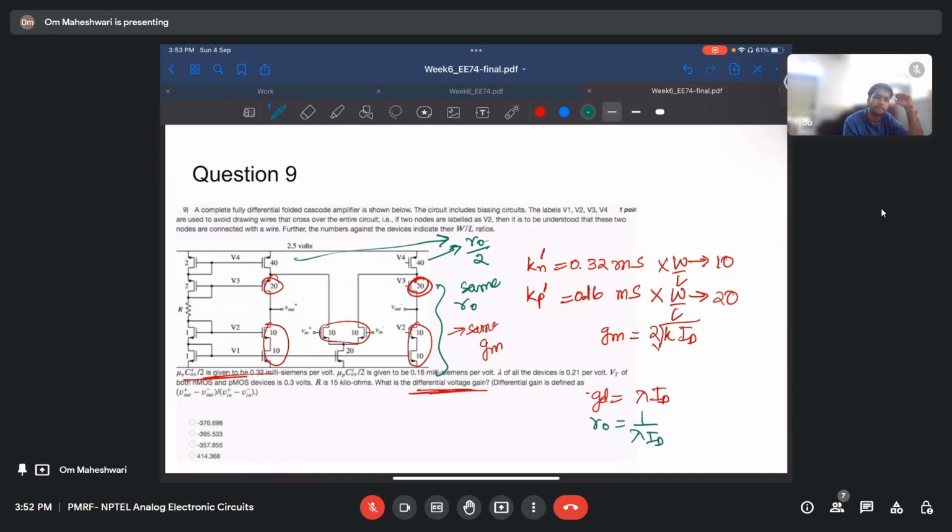Sir, no, sir. Not clear? Not clear, sir. Okay, okay. Which part can you please tell? That R naught by 2. Okay, R naught by 2 is what? Yes, sir. Okay, okay, fine.